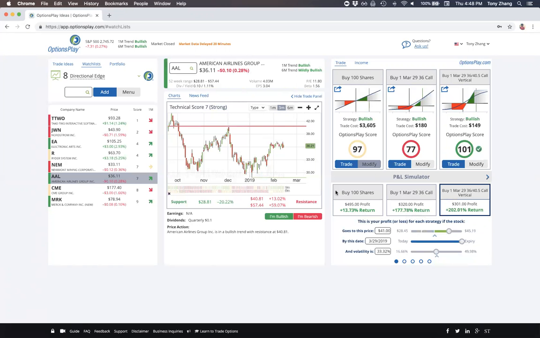And keep in mind, what if American Airlines pulls back to that $30 low? What happens if trade deals don't really go well and we have another major sell-off, or the Fed raises interest rates? These are all risks that we have to account for.